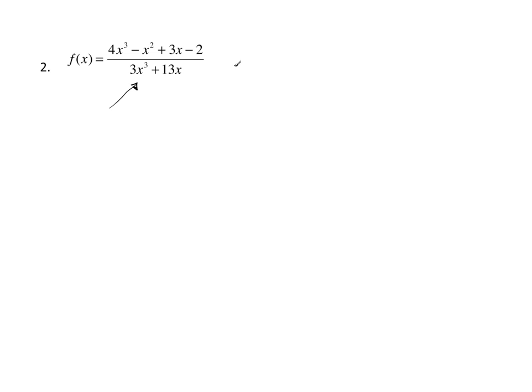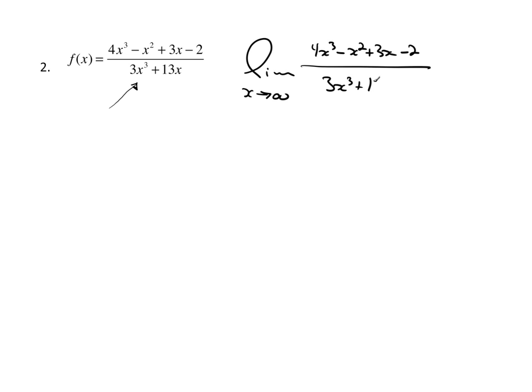So first of all, I'm going to take a look at the limit to the right. When I said to the right, I meant as we go to infinity. As x goes to positive infinity of 4x cubed minus x squared plus 3x minus 2 divided by 3x cubed plus 13x, I'm going to multiply both the numerator and the denominator by 1 over x cubed.